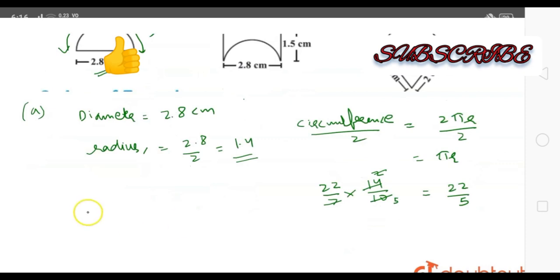So we will add these two, and this comes out to be 2.8 plus 22 upon 5, which can be written as 4.4. So 4.4 plus 2.8 comes out to be 7.2. So in figure A, the total boundary is 7.2.